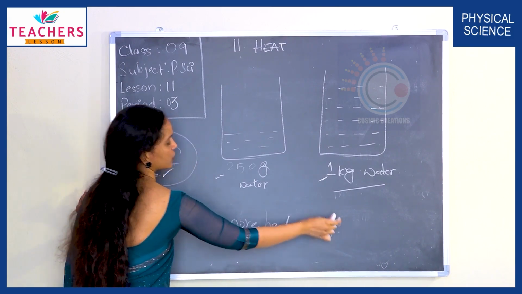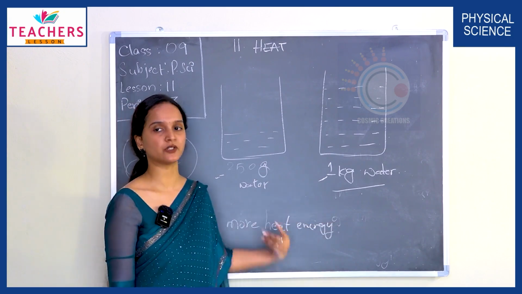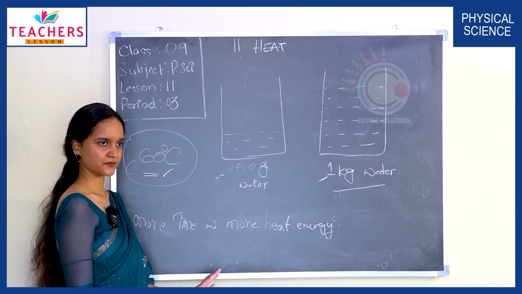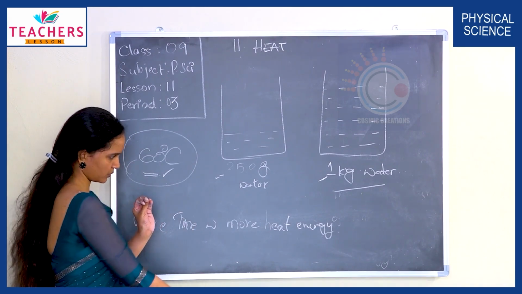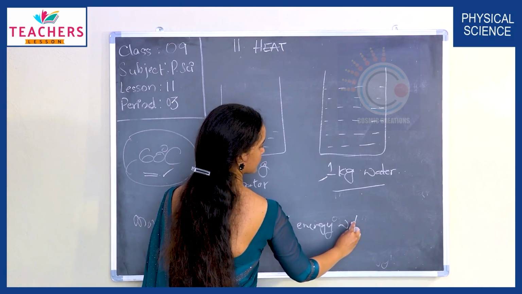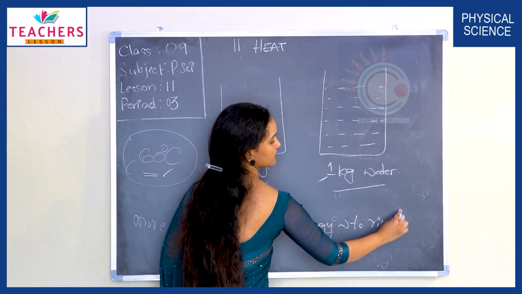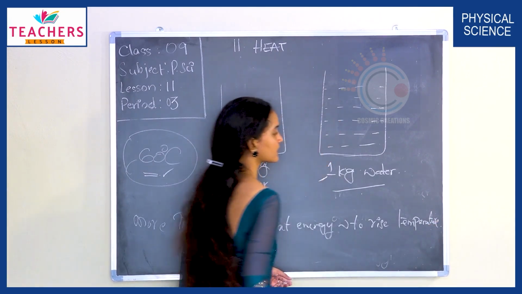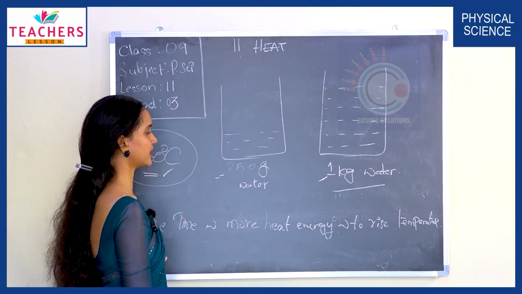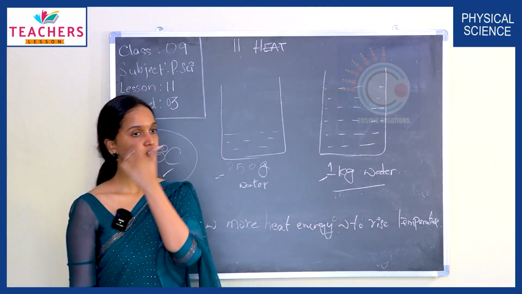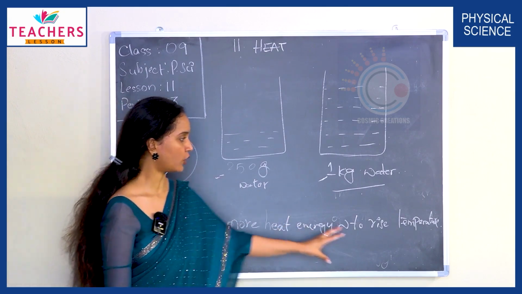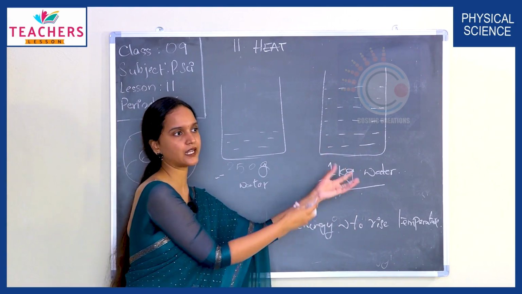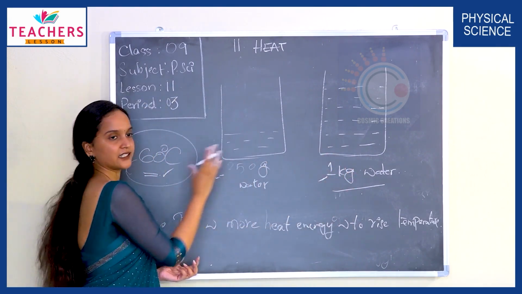A greater amount of heat energy, or more heat energy, is being utilized for 1 kg of water to reach the same temperature, 60 degrees Celsius. Correct? So then can I say that with an increase in the mass, the amount of heat energy required is also increasing? More mass, more quantity, then I need a greater amount of heat energy.